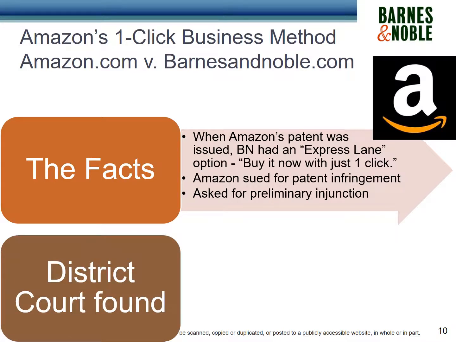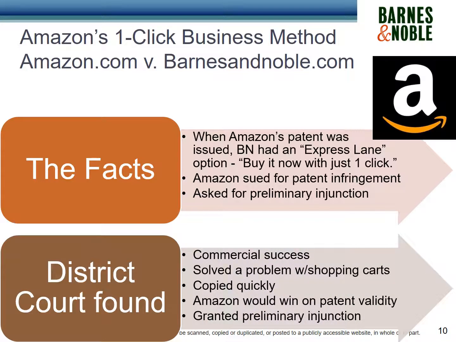If we think about it now, the one-click technique sounds perfectly logical and not novel or non-obvious. However, at the time, nobody else had done it, and it was granted a patent. The district court found that Amazon's patent was a commercial success, solved a problem with shopping carts, was quickly copied by competitors, and that Amazon would likely win on the issue of patent validity. Thus, a preliminary injunction was issued.